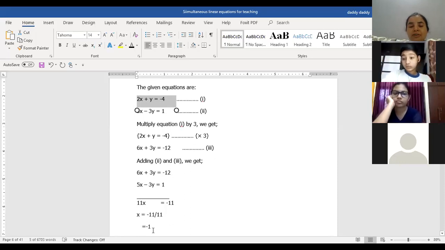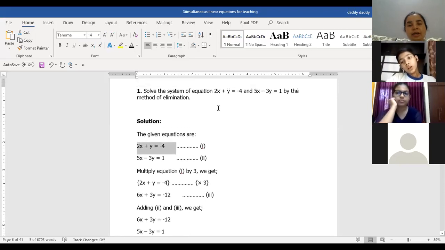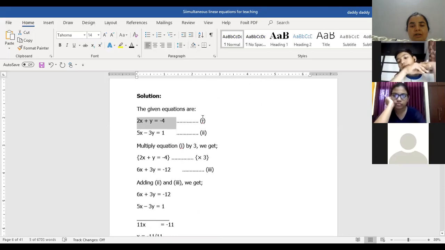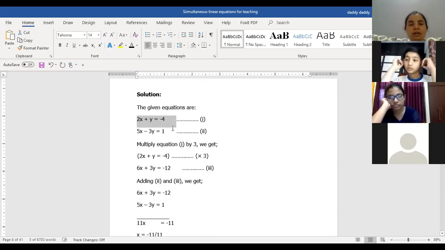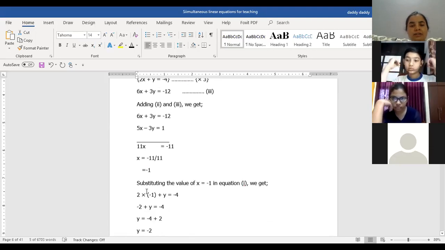Now once you get the value of one variable, you have to just put this value in any of the equations, either in equation 1 or 2, or your made equation also you can put. This third equation, I made it after multiplying equation 1 with 3. This was not given in the question. So either 1, 2 or 3, in any equation you put the value of x is equal to minus 1, you will get the value of y also. So I have chosen first equation 2x plus y is equal to minus 4. In this equation, I put x is equal to minus 1. So it becomes 2 into minus 1 plus y is equal to minus 4.